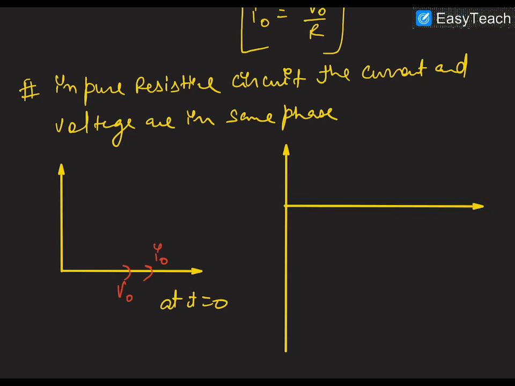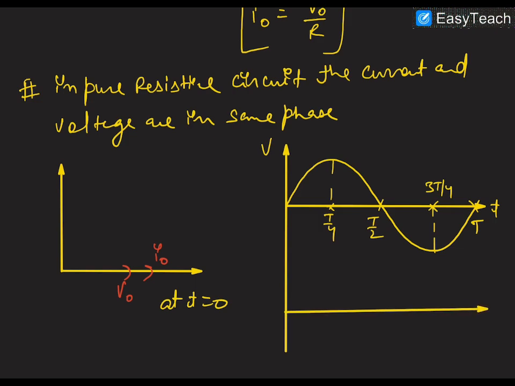But if we draw the graph of current and voltage with time, this will be the graph of voltage, which would be like this. This is T by 4, this is T by 2, this is 3T by 4, and this is T. And this is voltage. Now if we draw the graph of current, the graph of current will also look the same. It would be like this. And this peak value will be V naught and this peak value will be I naught.